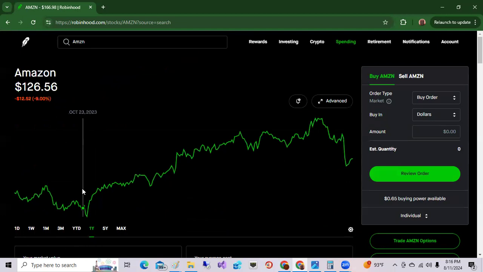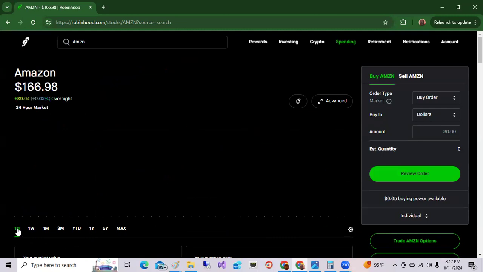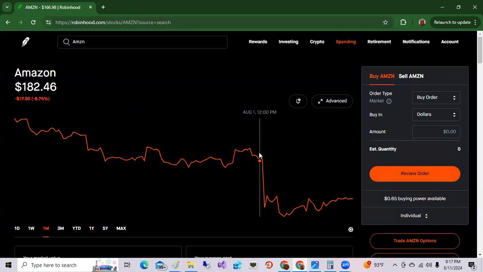But pretty much a stock will move anywhere from 1% to 2% a day. And it could also move down 1 to 2% a day. We saw that last week with a lot of stocks. If we look at Amazon, we saw that last week here, August 1st, the stock dropped significantly from 184 down to 166. So pretty much a stock will move 1 to 2% a day.